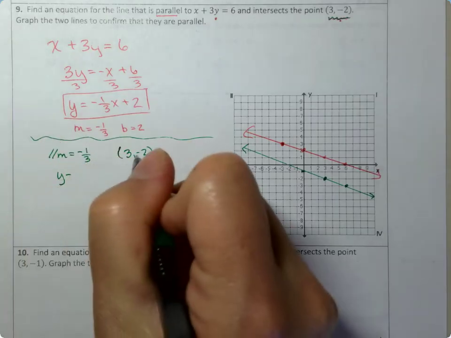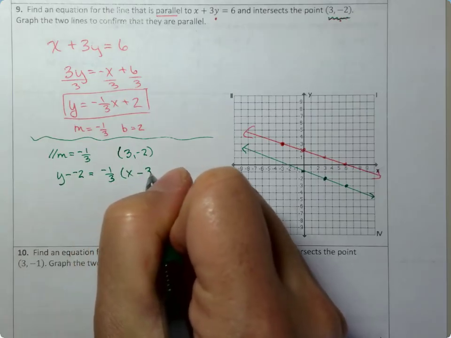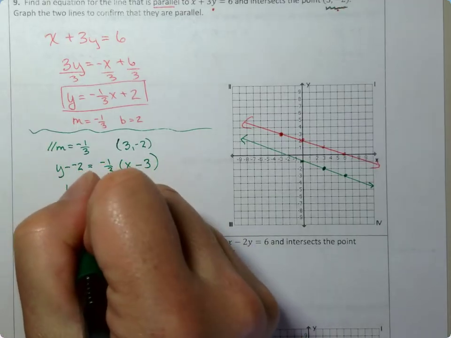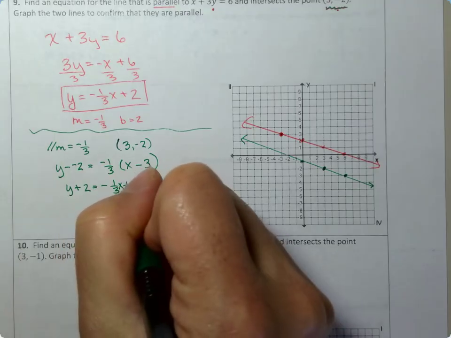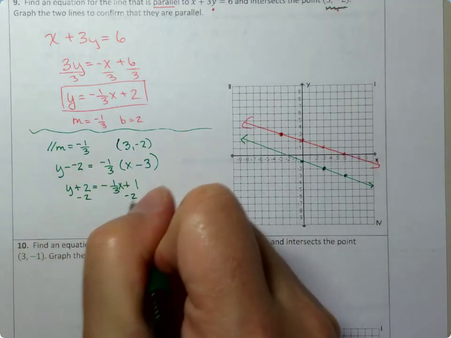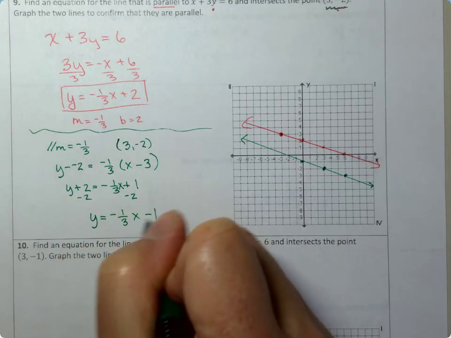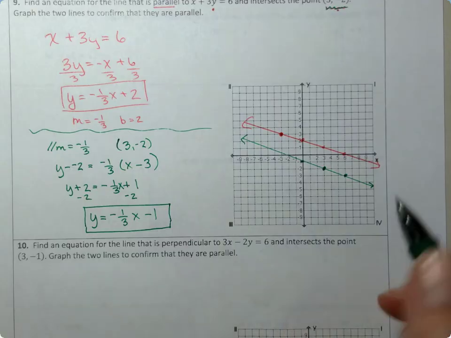I'm going to do y minus y1 equals negative 1/3 times x minus x1. There's my point slope. We're going to take a minute and clean it up and distribute. And if you need to double check your math, go ahead. And then we just need to finish up by subtracting 2. And there is the equation we're looking for: y equals negative 1/3 x minus 1. This is the line, and it does graph correctly.